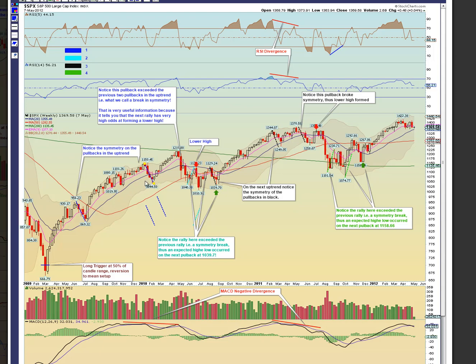And that's a lot of times with this symmetry, you'd be amazed at how many times your pullbacks or rallies are almost identical to previous ones. So that ended up being a low. You rallied again. This got near the 200-week moving average there in green.